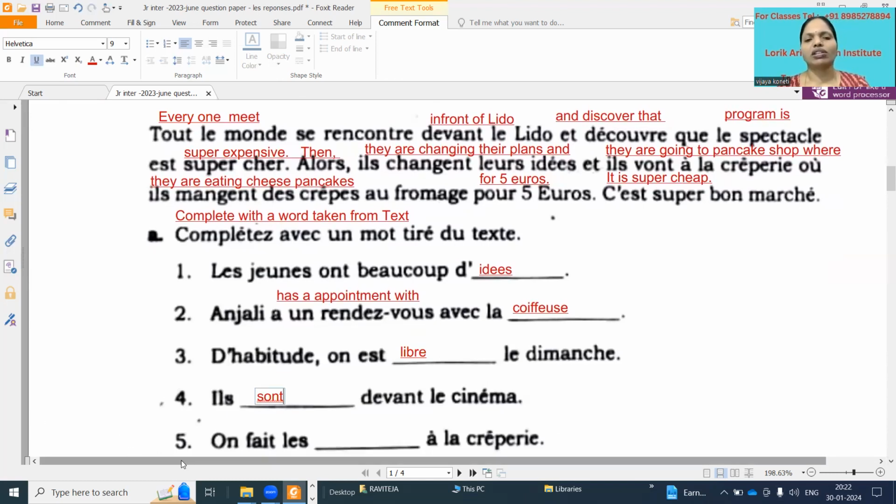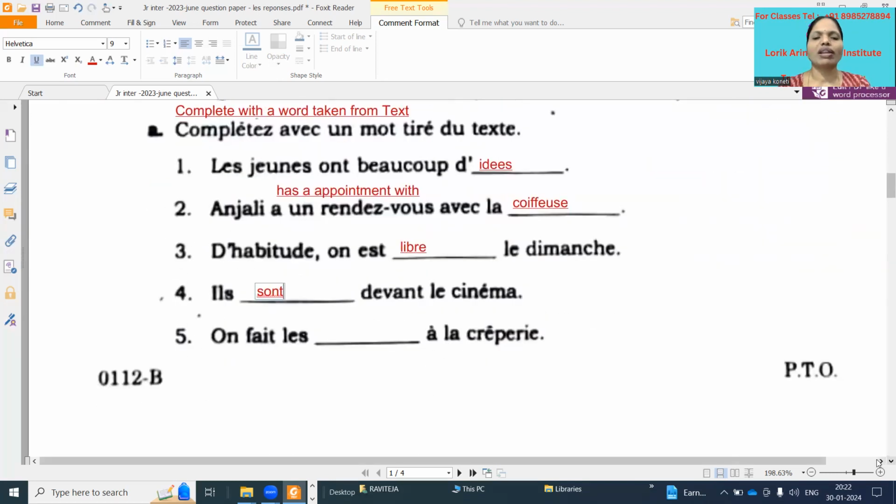Next one. On fait les dash à la crêperie. So, what can we make in the pancake shop? Pancakes, right? So, les crêpes. We are making the pancakes at the pancake shop. Crêperie is a pancake shop.